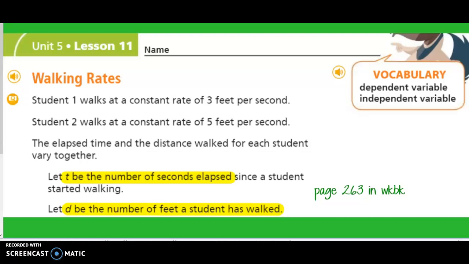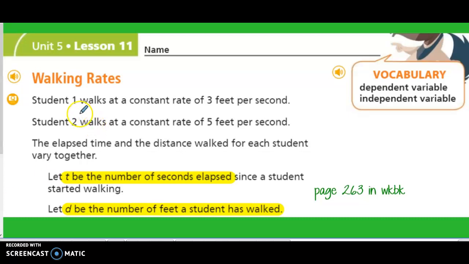Today's lesson is all about walking rates, otherwise known as speed. You should have remembered this from your science class, but speed is defined as a ratio of the amount of distance covered over the amount of time it takes to travel that distance. So we're going to talk about students and how fast or slow they walk.